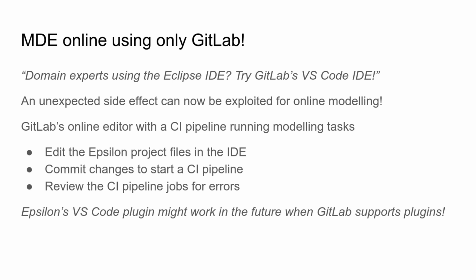At the time of recording, the plugin extensions for VS Code in GitLab are disabled. However, there is an Epsilon plugin which would enable full syntax highlighting. So once this feature becomes available in GitLab again, it would be possible to use that plugin and have the full syntax highlighting within VS Code for all of the Epsilon languages.